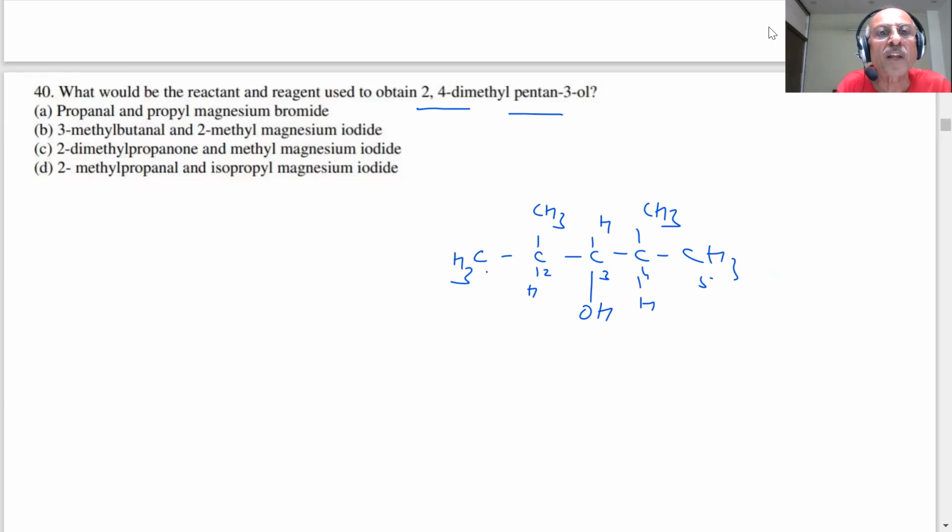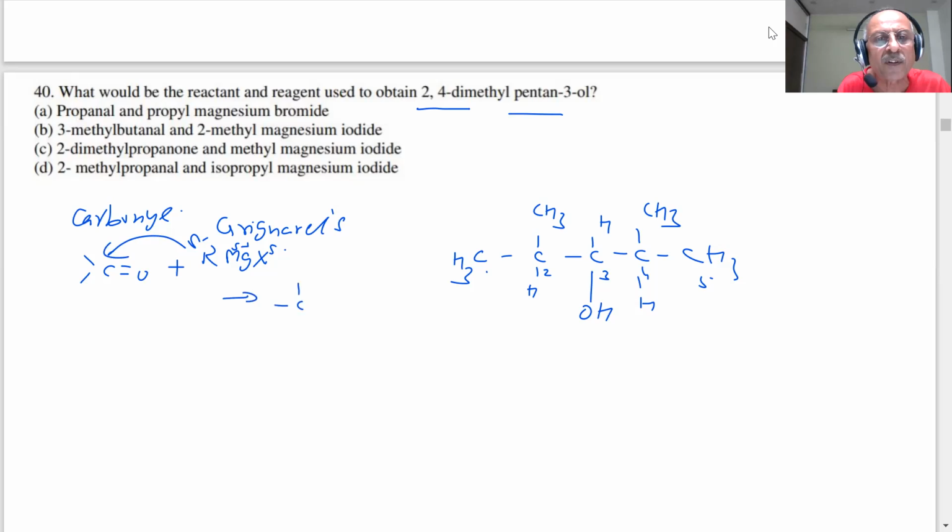How do we prepare it? What is the reactant and reagent in this case? You already know the reaction: carbonyl compounds and Grignard reagent, RMgX. This carbon is positive and this is negative. What happens then? This R attaches to this carbon. The result is R-OMgX, and then you hydrolyze, student. What do you get in such a reaction? You get an alcohol, R-C-OH.